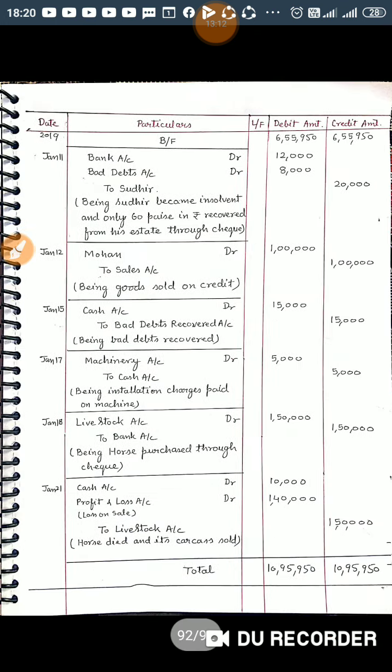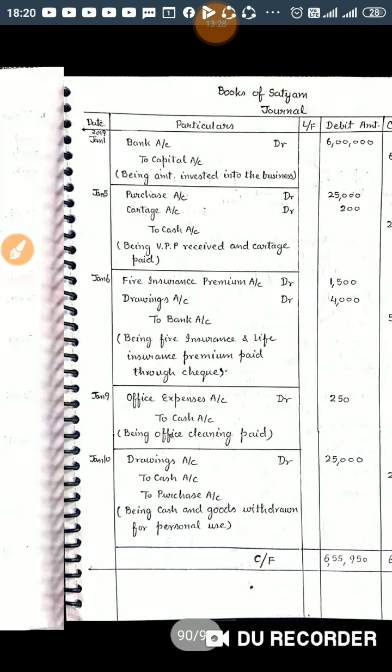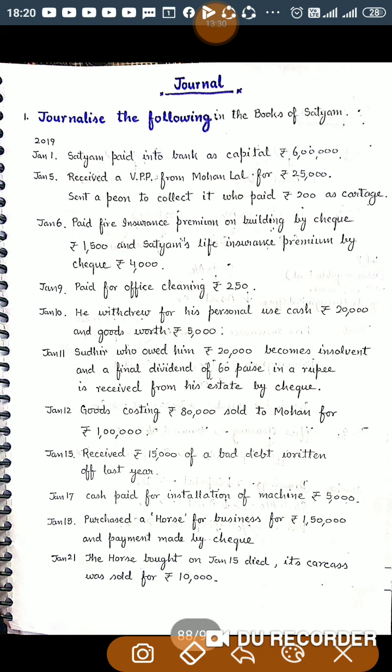And the journal entry will be livestock. First we write down the date, then livestock account debited with 1,50,000, to bank credited with 1,50,000, being horse purchased through check. Now the last transaction is January 21. The horse bought on January 18 died. Actually, 15 is written wrongly, it should be 18. Its carcass was sold for 10,000.